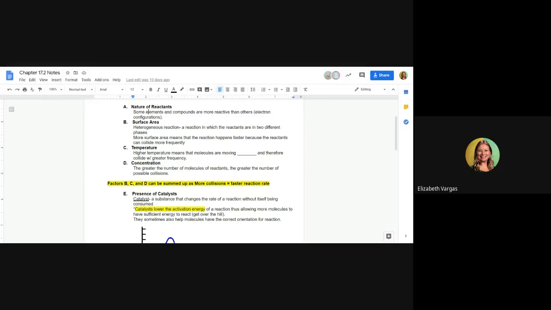Okay, so we can't do anything to change the nature of the element that we're using. We can change these three things. So surface area is how much of the surface is exposed in a reaction. A heterogeneous reaction is a reaction in which they have different phases. So the sodium in the water, you'd have a solid and liquid, and that would be a heterogeneous reaction. More surface area means the reaction happens faster. Okay? And we see this all the time, so we're very familiar with this.